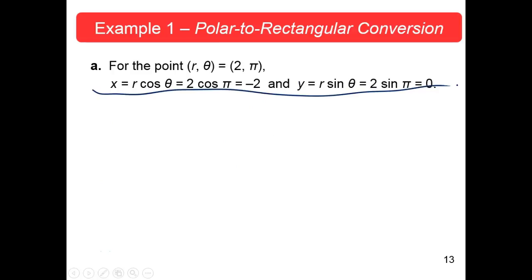Okay? Where is it? What is the B part? Oh, here it is. The point XY is 0, 2. So XY is equal to 0, 2. Okay? We want the polar coordinates for that point. What are the two polar coordinates? R and theta. And what is R?